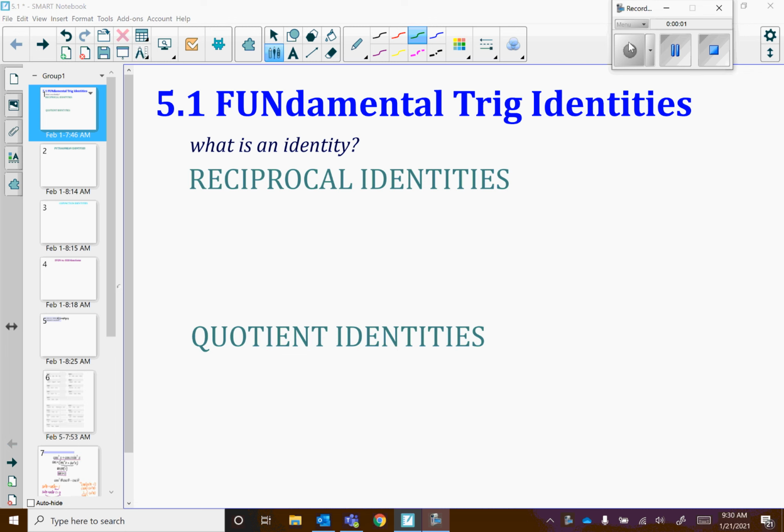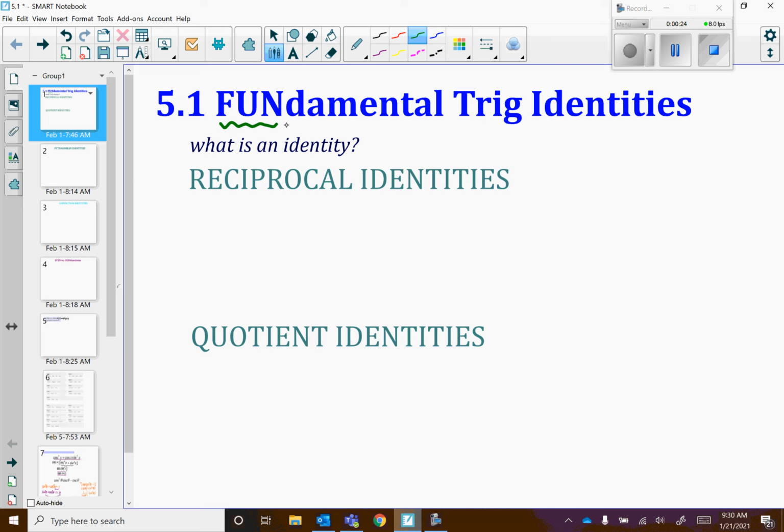All right, we're going to start with our fundamental trig identities, chapter 5. I think I'm legally required to identify these as the fundamental trig identities. So what is an identity? If we think about what our identity is as a human, it's who we are. And so identities in trig are telling us what these functions are.